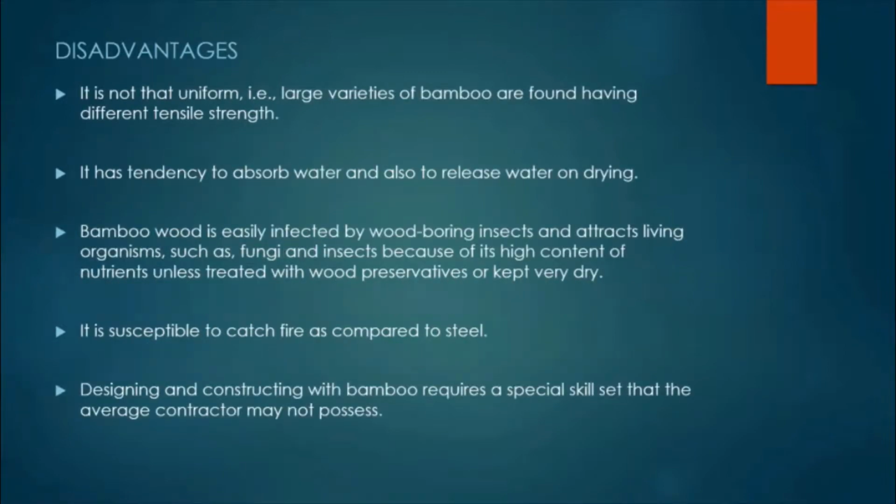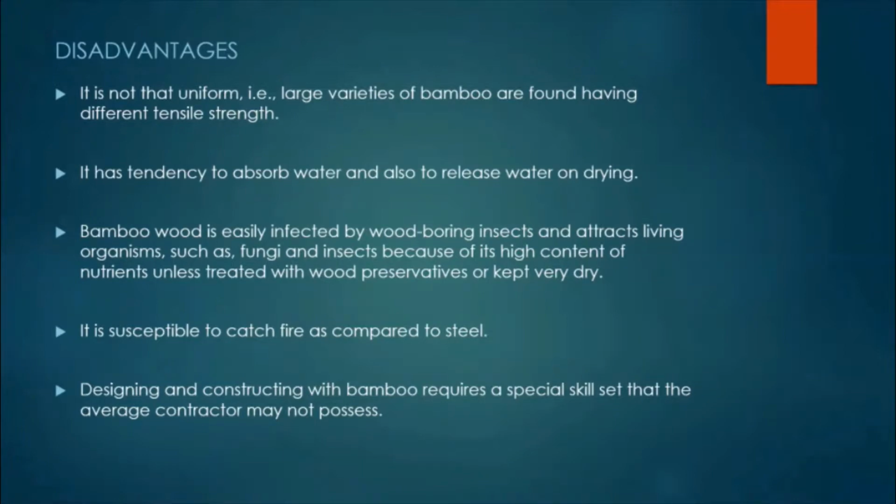Next one, disadvantages. It is not uniform. That is, large varieties of bamboo are found having different tensile strength. It has a tendency to absorb water and also to release water on drying. Bamboo wood is easily infected by wood-boring insects and attracts living organisms such as fungi and insects because of its high content of nutrients unless treated with wood preservatives or kept air dry.